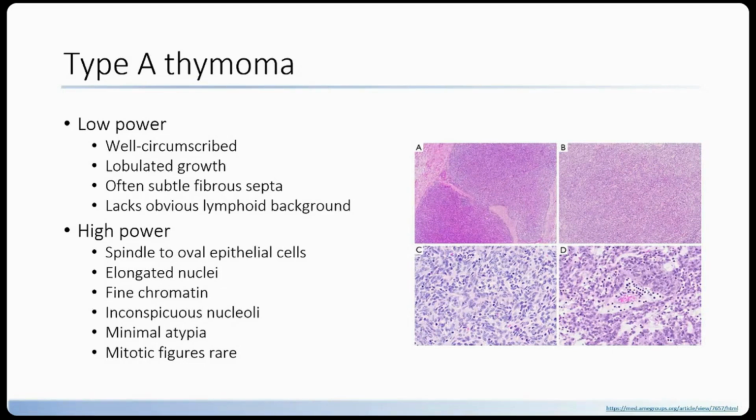So we've really talked about type A thymomas. I just want to go back for one second to think about, we talked about thymomas in general, thinking about low power morphology and growth patterns, so well circumscribed, lobulated, thick fibrous bands, that type of thing. And as you can see, we talked about the rest of the morphology in there already.